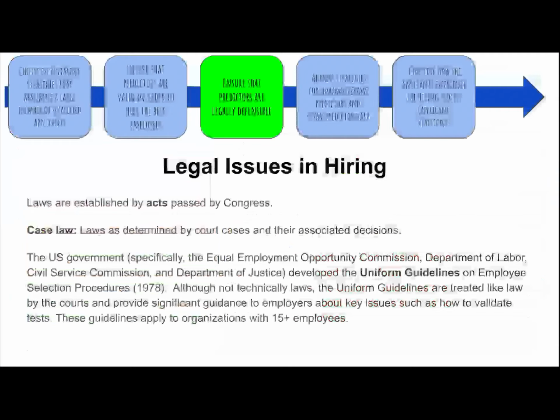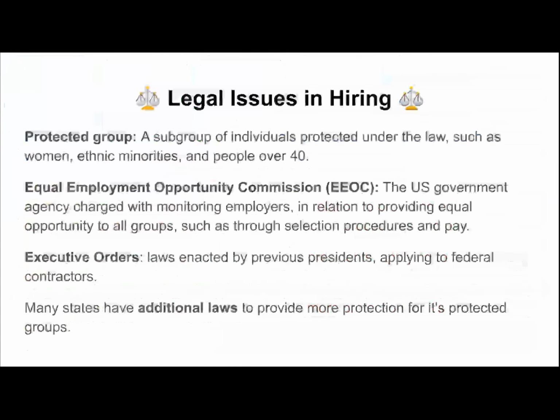So we talked about acts passed by Congress, case law, which is based on previous cases, the Uniform Guidelines, which is written by the U.S. government, including the Equal Employment Opportunity Commission. At the bottom of this next slide, you'll see executive orders, which are laws enacted by previous presidents. These only apply to federal contractors. And then many states have additional laws. Even some cities have additional laws to provide more protection for protected groups.